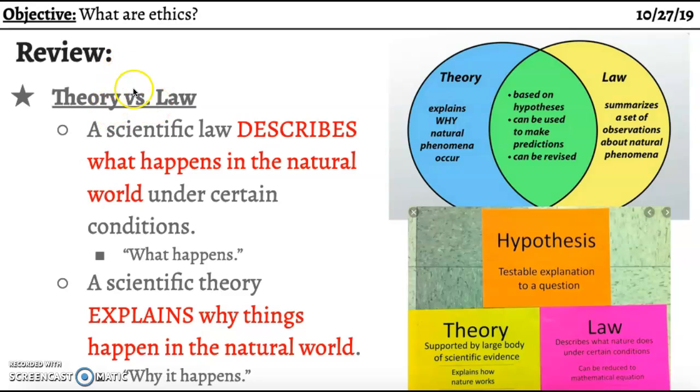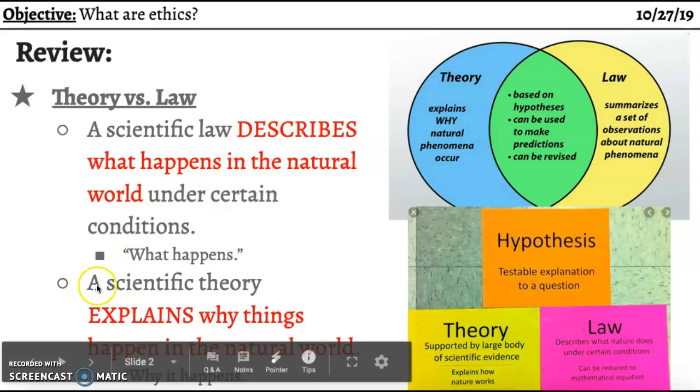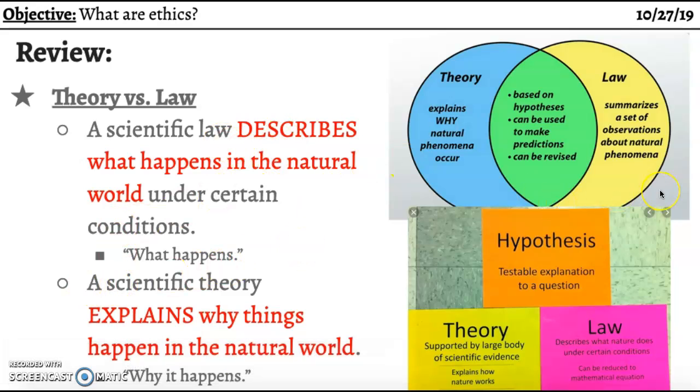So as a review, when you're talking about theory versus law, a scientific law describes what happens. It just tells you this is what's going to happen. And this is what we see all the time. It happens this way all the time. So a law just describes and it tells you. A scientific theory explains. It doesn't just say this is what's going to happen. A scientific theory says why this is going to happen in the natural world.